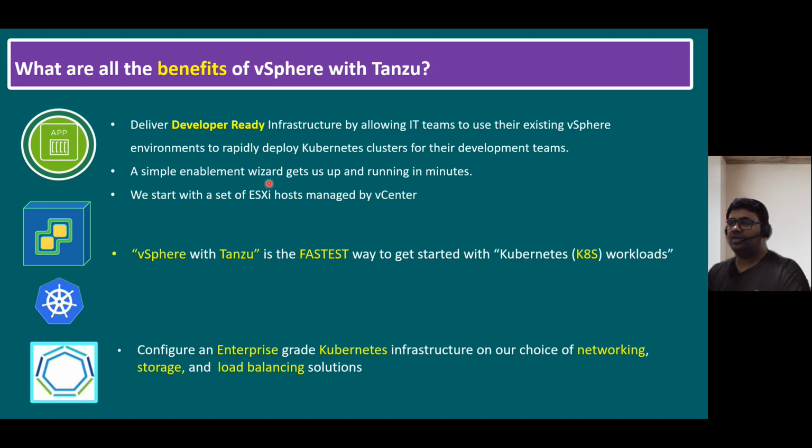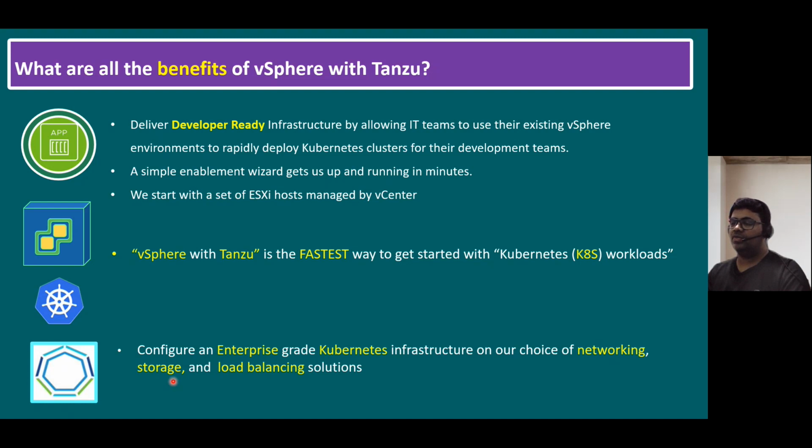We start with a set of ESXi hosts managed by vCenter. This is only our initial start. vSphere Tanzu is the fastest way to get started with Kubernetes workloads. This is the icon for Kubernetes, but when it comes to enterprise Kubernetes, this is the icon. And we can configure an enterprise-grade Kubernetes infrastructure on our choice of networking, storage, and load balancing solution. Here, our choice means for networking, you can configure either HA proxy, NSX Advanced Load Balancer (AVI), or NSX-T. We have three options.